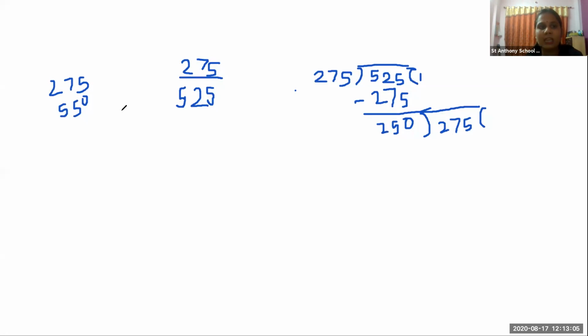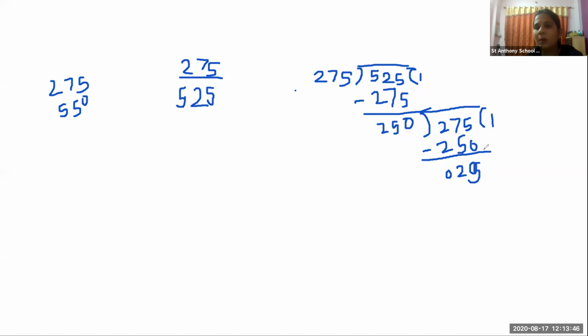Now 250 twos are again 550, so I will write 250 ones are 250. Now after dividing 275 by 250, I repeat the same process: subtraction. 5 minus 5 is 0, right? 7 minus 5 is 2. And 2 minus 2 is 0. Sorry, here 5 will come instead of 0. 5 minus 0 is 5.